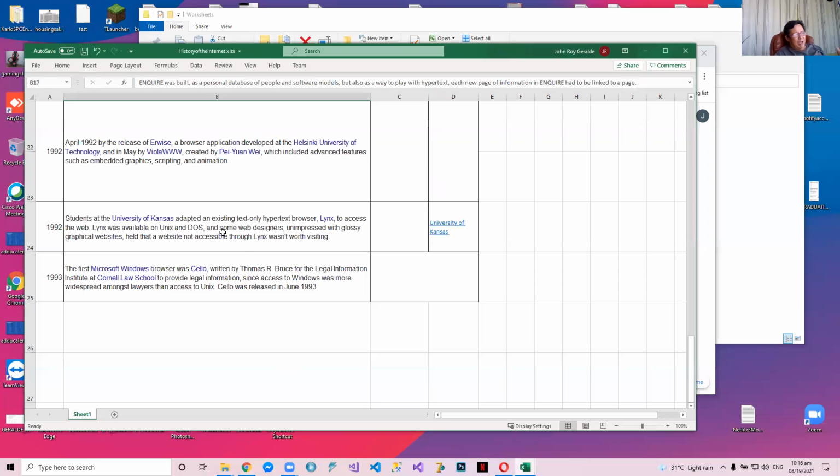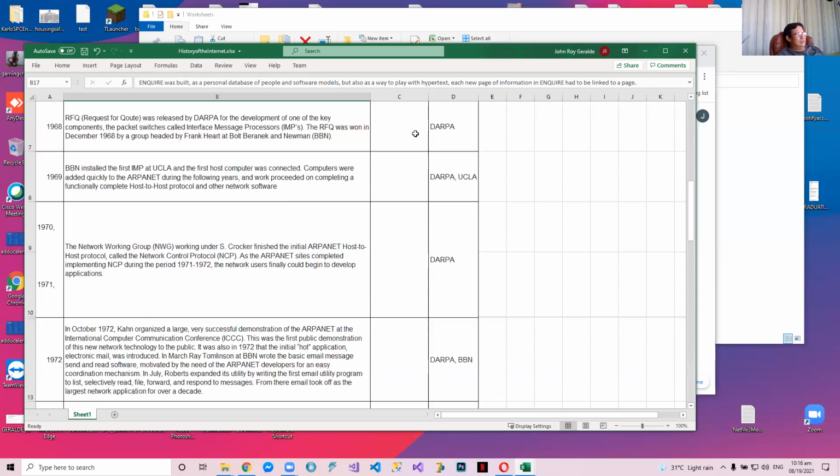But in 1993, a Microsoft Windows browser was introduced. It's called Cello. It's not Netscape. People think that Netscape is the first browser. No, it's not. The first browser is either Airwise or Lynx. Do you follow? And the first browser on Microsoft Windows is Cello. It's written by Thomas R. Bruce for the Cornell Law School, first to contain legal information and providing links. So the first browser on Windows is Cello. Okay. So, history of browsers.